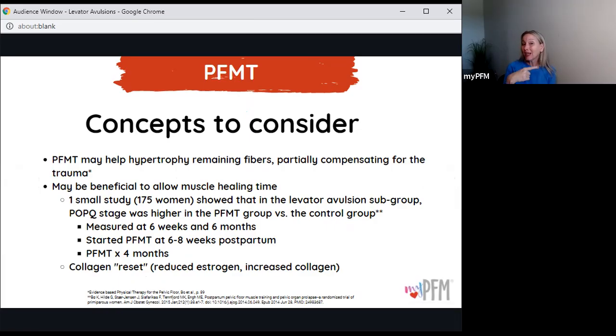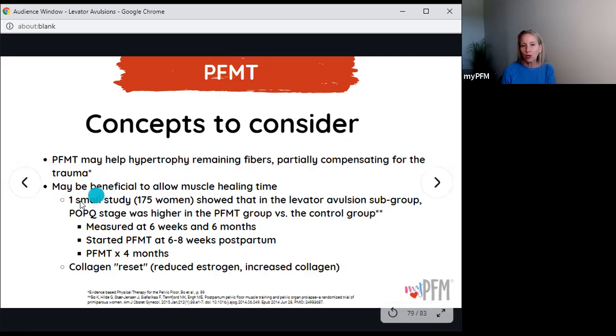And this article basically raises more questions than answers, in my opinion. Here, I totally agree. So pelvic floor muscle training may help hypertrophy remaining fibers, partially compensating for the trauma. So that's the whole concept behind pelvic floor muscle training, especially for levator ani avulsions. But we need more research about what to do and when to do it.